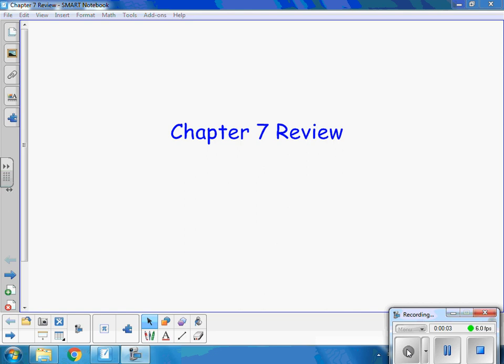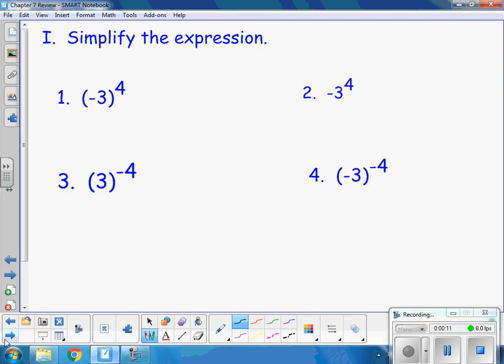Hello everybody, welcome to the Chapter 7 review where we're looking at exponents and exponential functions. A lot of simplifying, a lot of working with our numbers.